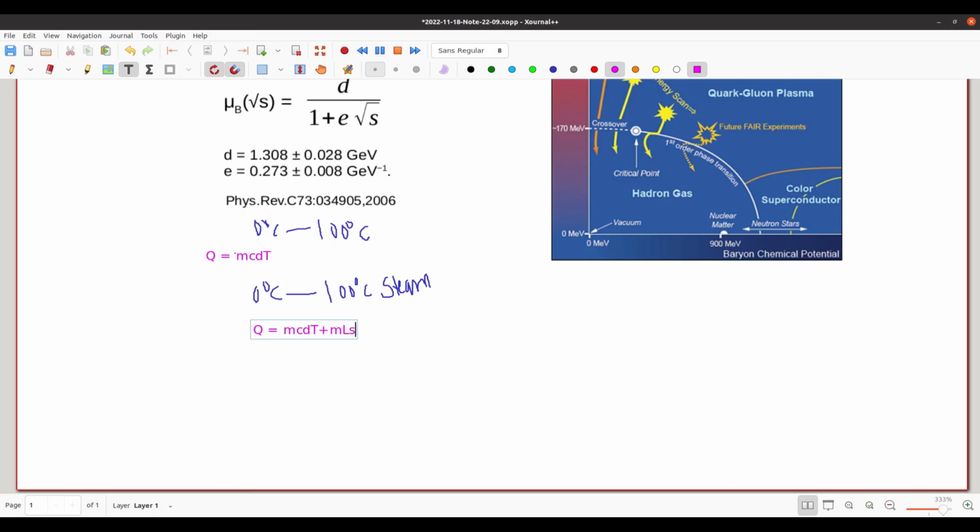This is basically a first order phase transition. It's a first order phase transition where we have two transitions, with a discontinuity. One is where we have a temperature change, and another is where the temperature is constant, but there is a change of phase from water to steam.